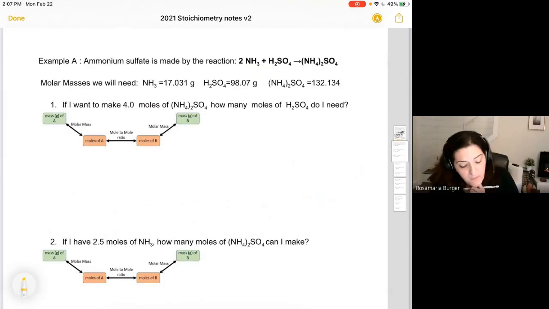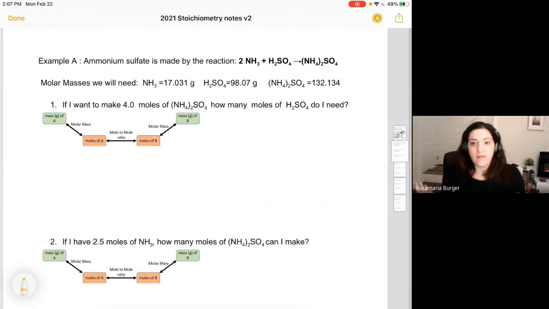Ammonium sulfate is made by this reaction. There's 2 NH3s plus H2SO4 gives you (NH4)2SO4. And just to simplify this, I calculated these molar masses for us already so that we don't have to do them during the problem. So if I want to make 4 moles of ammonium sulfate, how many moles of H2SO4 do I need to start with?